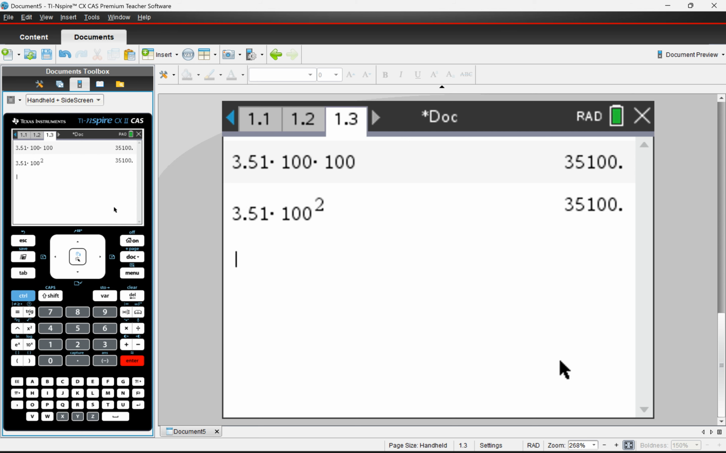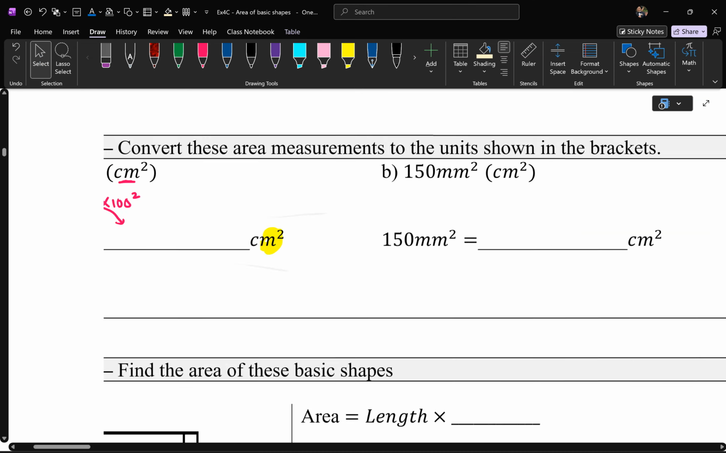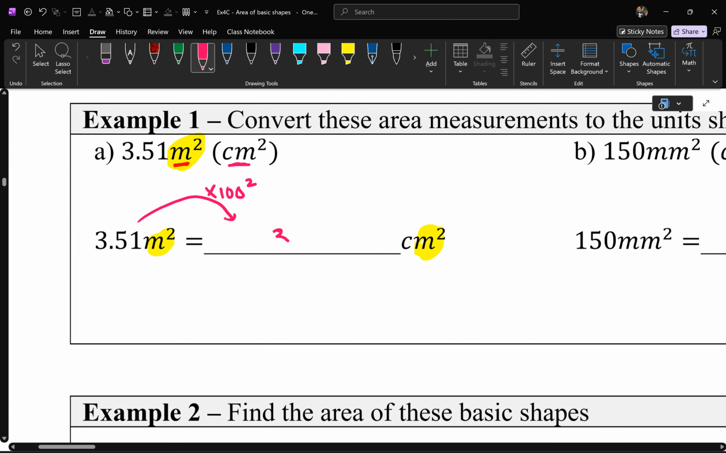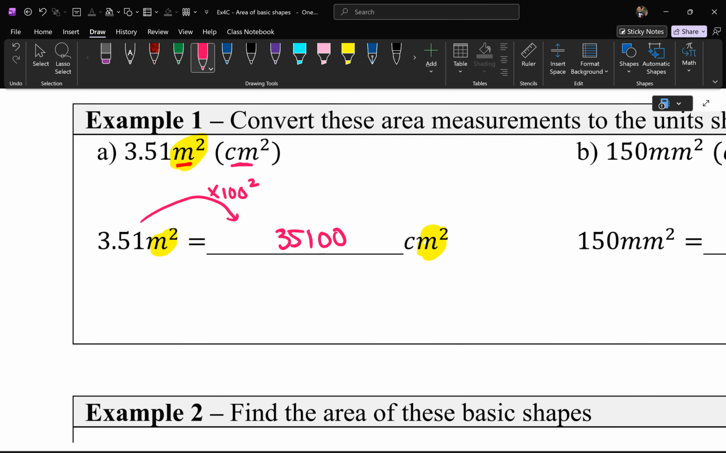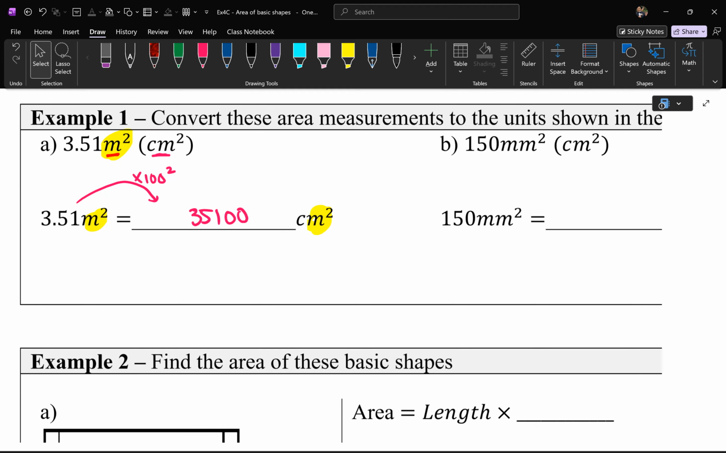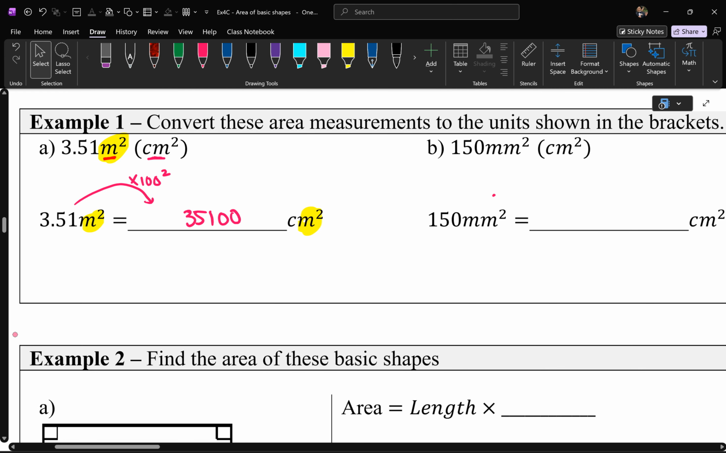Same thing. Okay, so you can either split it up. 100 squared means 100 times 100. Type in your calculator 3.51 times 100 times 100. So the answer is you now have 35100 squared centimeters. Okay, so that's the conversion. Next one, same thing with squared millimeters. How do you convert from squared millimeters to centimeters?